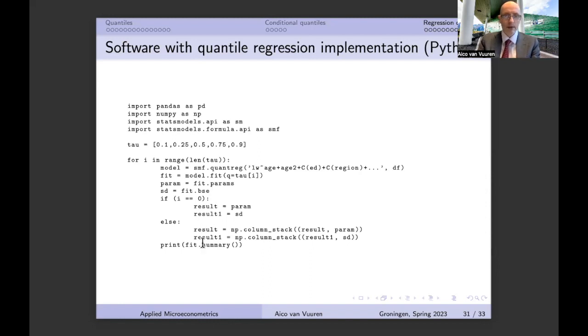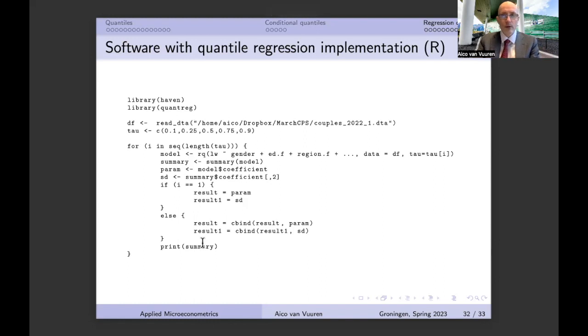But we can do exactly the same when we look at R. Then also we have to introduce some libraries. The first library that we have is haven. That one is only used here in order to be able to include this Stata data set. And the other library, quantreg, is in order to do the quantile regression, which is now called rq.